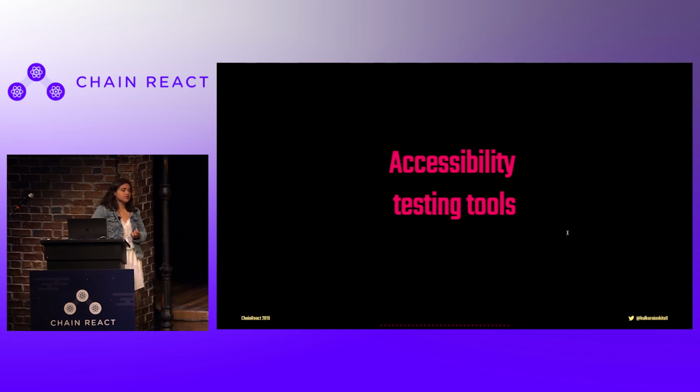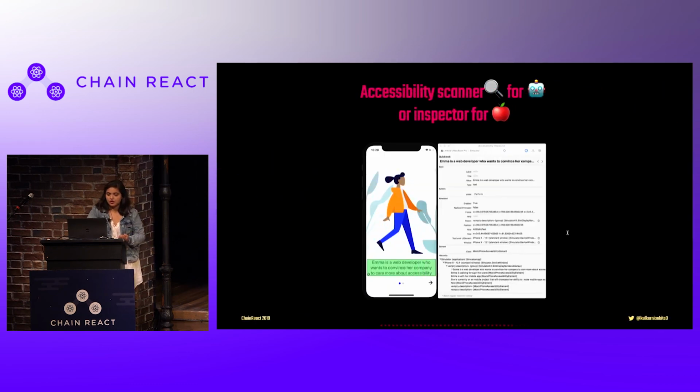So these are some of the accessibility testing tools: Accessibility Scanner for Android and Accessibility Inspector for Apple. These are some of the tools that can help improve accessibility, and you can test with them. In my case, I hooked it up with Accessibility Inspector for Apple.